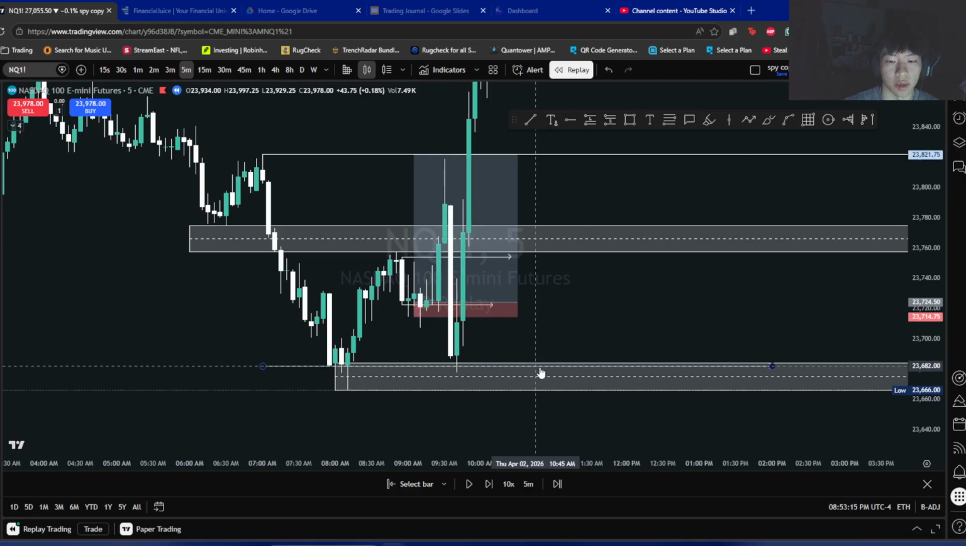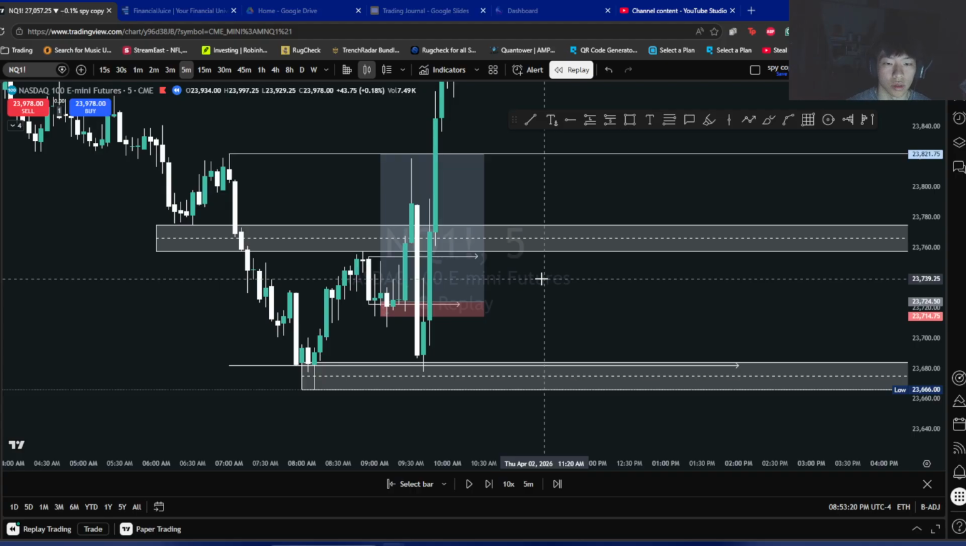Alright, so we would have missed TP by a little bit. It tapped the reject block and went up. But this is how you can use CRTs to get your buys. We have a bullish buys.